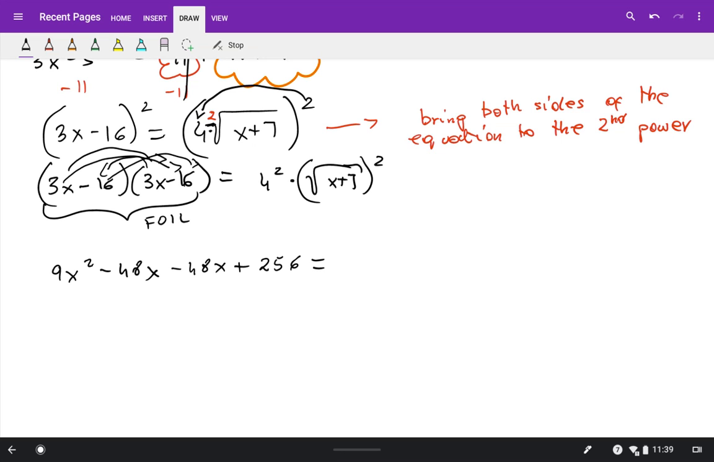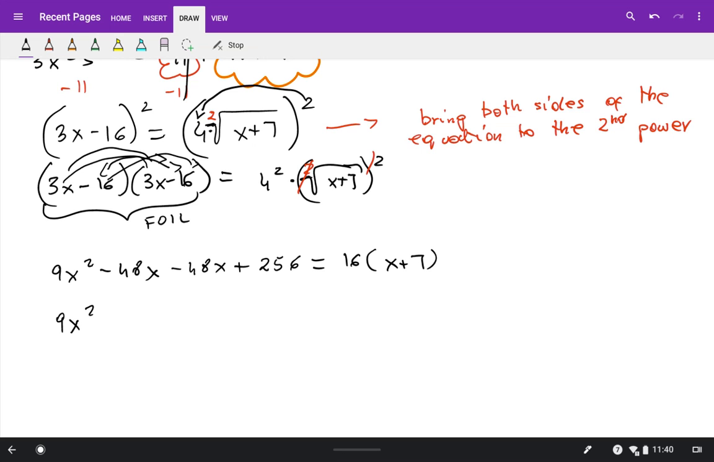And here we have 4 to the second power, which is 16, times x plus 7. Because again, the index of this radical is 2. So that will just cancel. Okay, so let's start simplifying. So we have 9x squared, negative 48 minus 48.